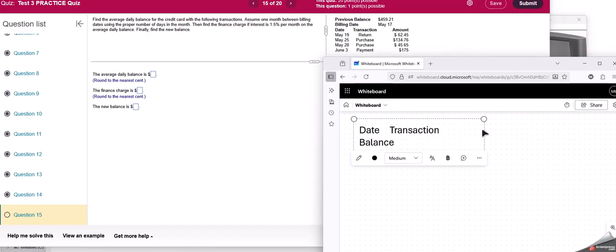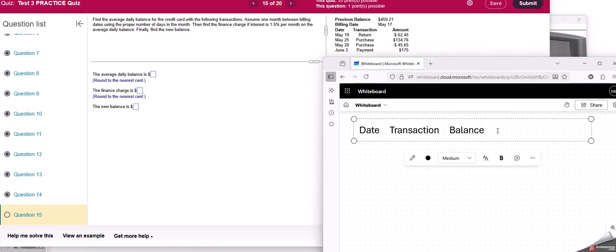I want it to go longer, so let me go all the way out. Okay, and then we'll have our days outstanding. I'm going to abbreviate that as days OS. And then that's going to equal a total, once we get through the math. So our first date is on May 17th, and we don't have a transaction, but we do have a balance. So our balance is $459.21. And then we want to know, how many days was that outstanding? Our next transaction is on the 19th, so that's 2 days.